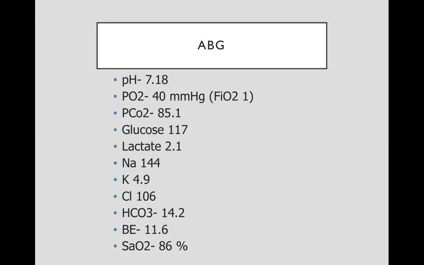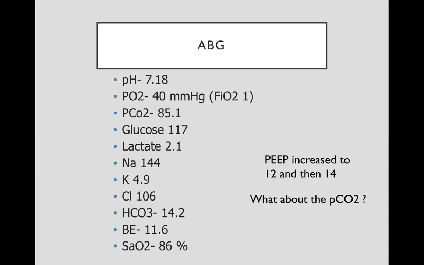So this is what the ABG looks like. The pH is 7.18, PO2 40, PCO2 85, and the other parameters appear to be normal. So what are you going to do? Your oxygen is low, so we increase the PEEP from 10 to 12, and then to 14. What about the carbon dioxide? Is this carbon dioxide acceptable to us?